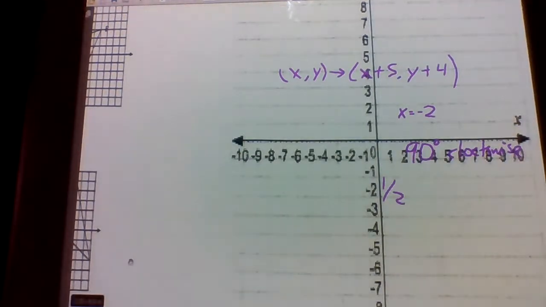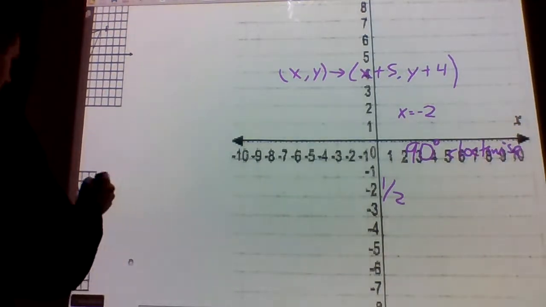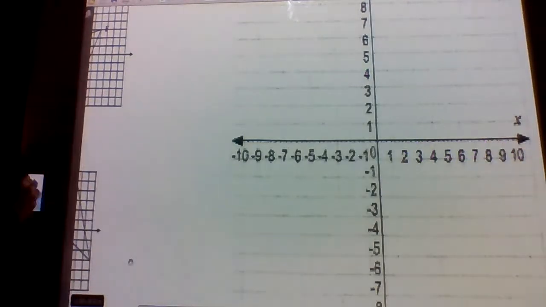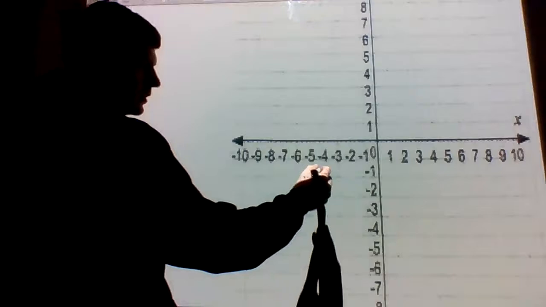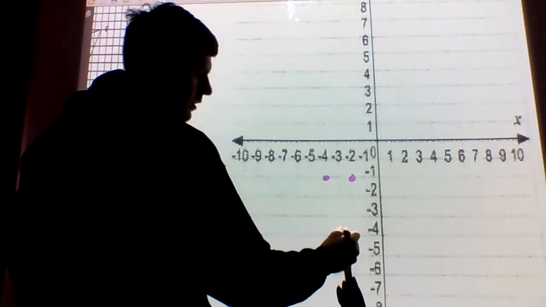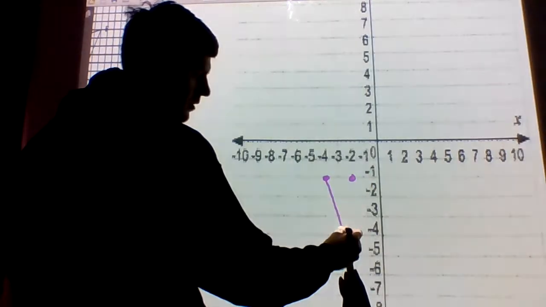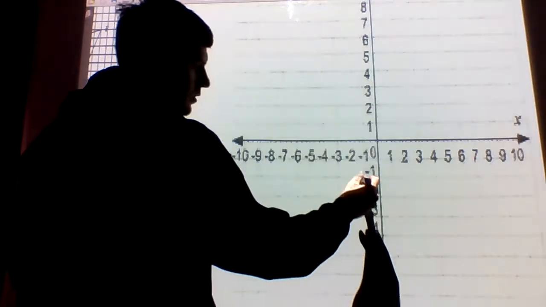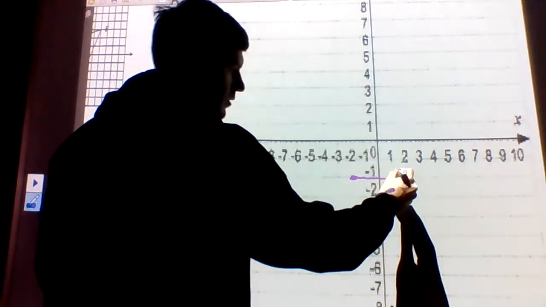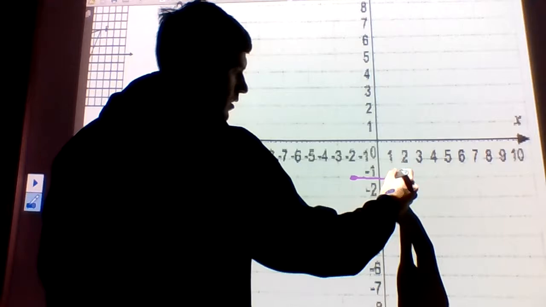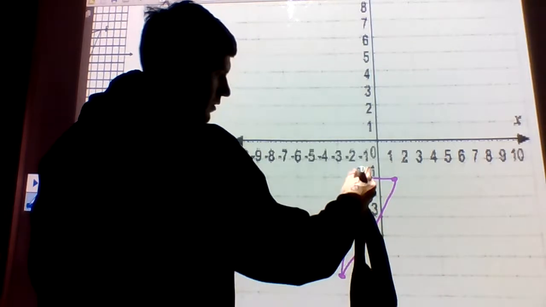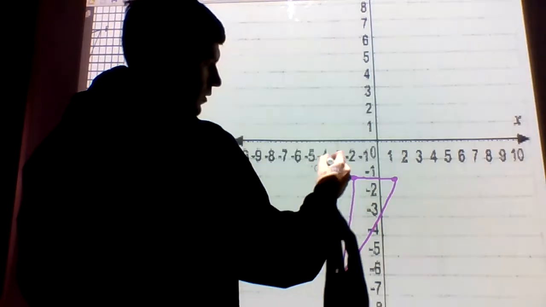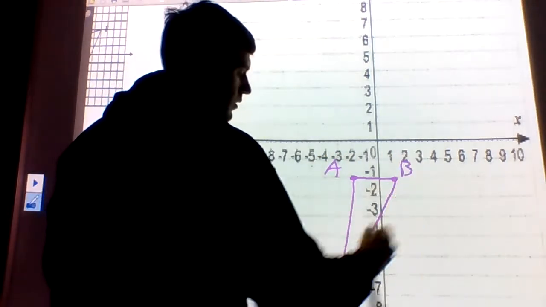So let me pick some points here. I think it's at A, B, and C, right? Yep, so it's called A, B, and C. So I'm going to pick points here, here, and we'll say here. Well, it'll be fun to do a cross one. Let's do here, here, and down here. Just to be a little more fun. So let's do A, B, and C.